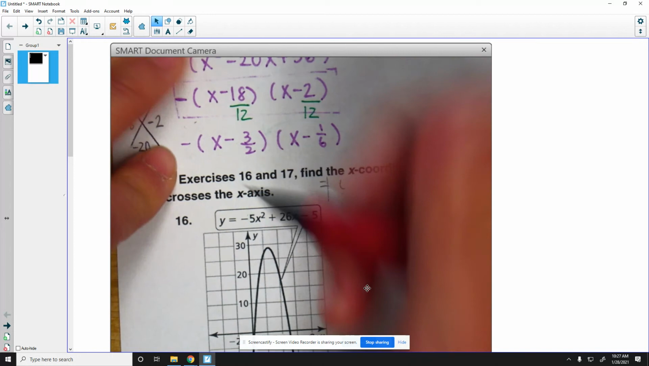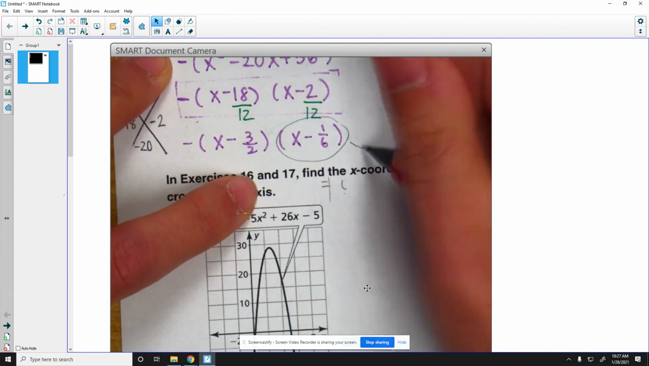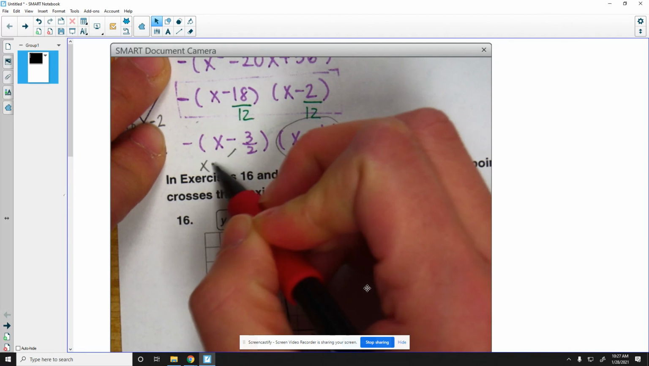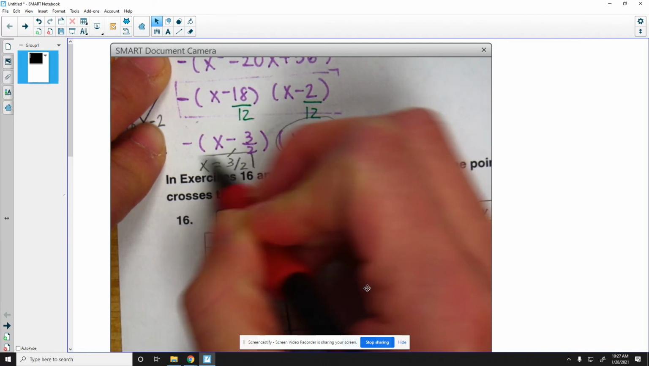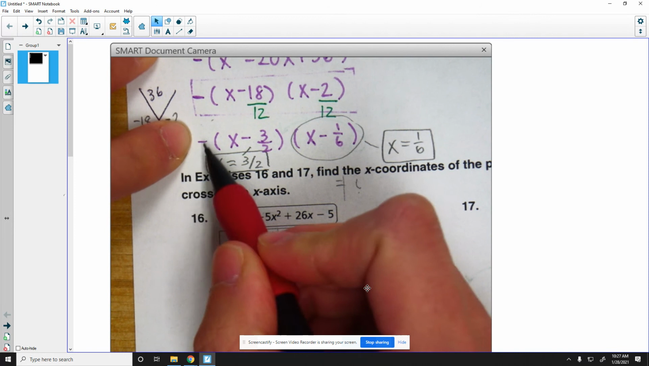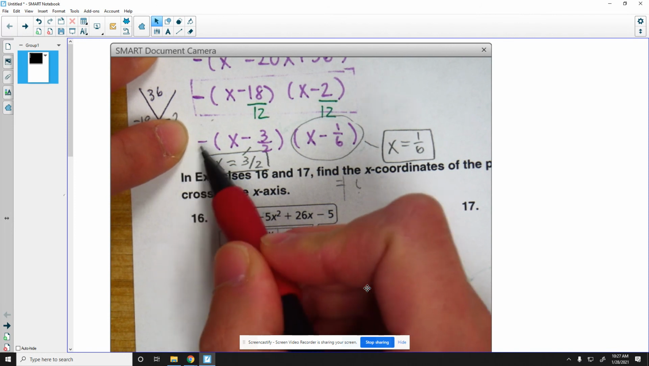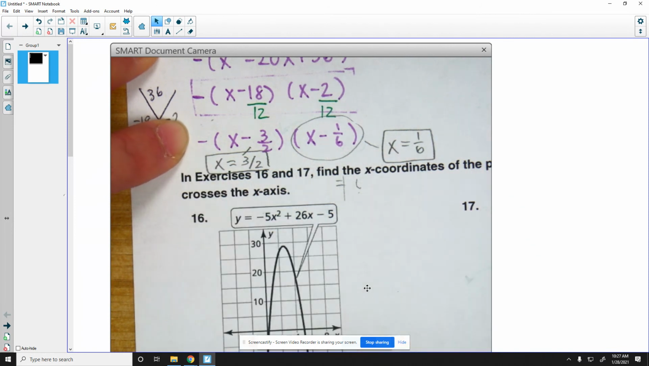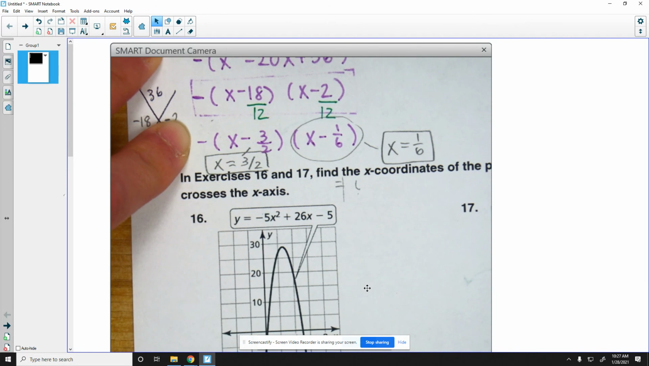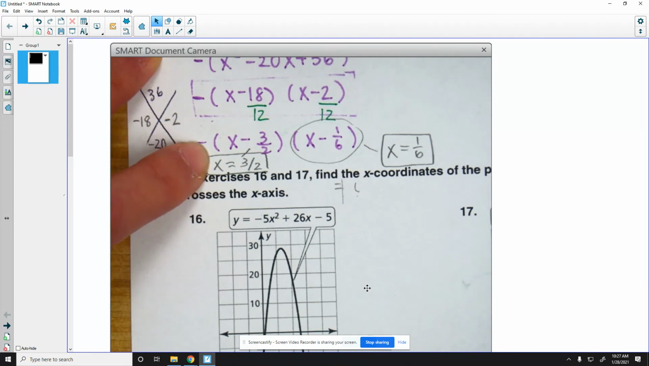Okay, so this set it equal to 0, I get x equals 1/6. This set it equal to 0, x equals 3 over 2. And the negative, does that equal 0 or does it just go away? It does go away because there's no x on the outside, okay?